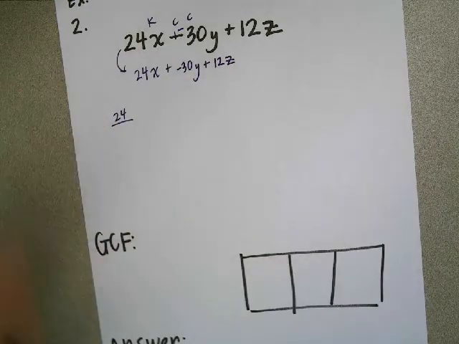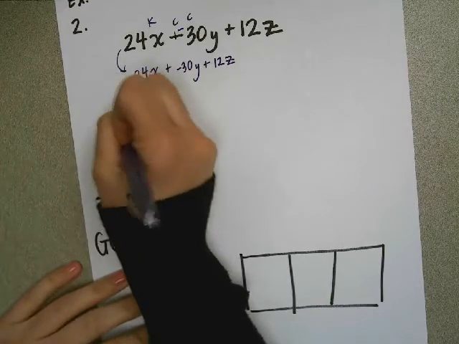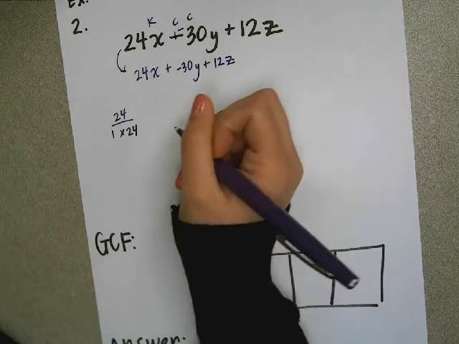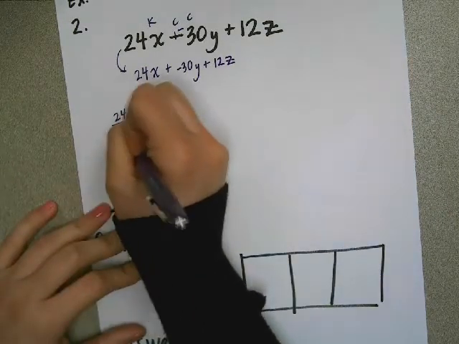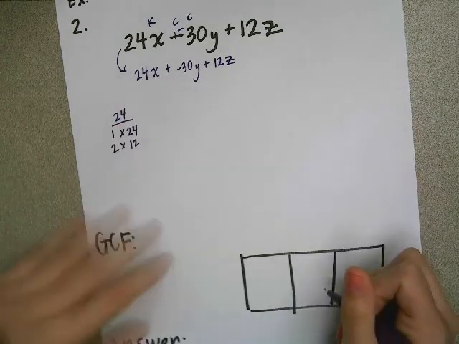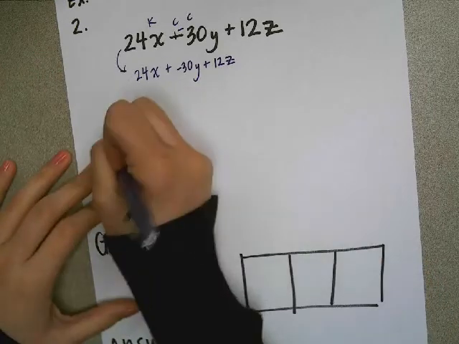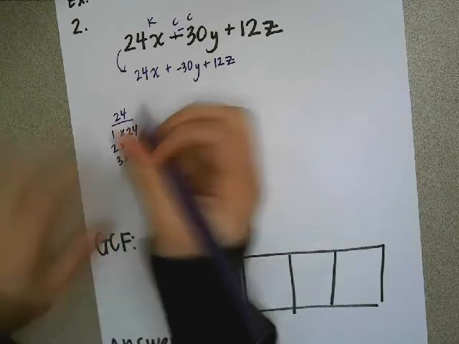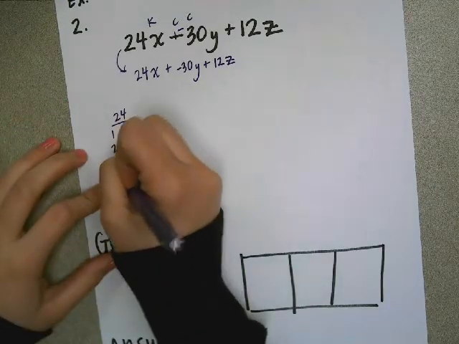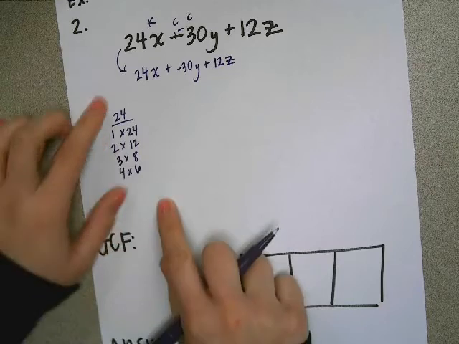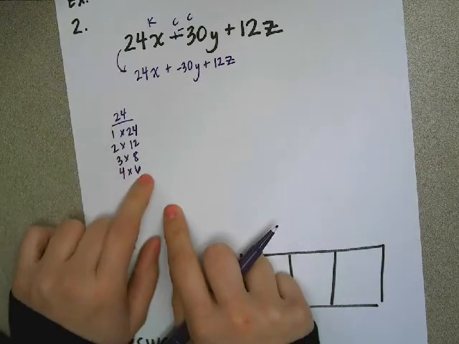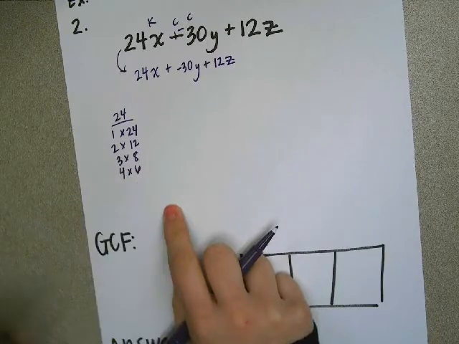24, I know you've got to go in numerical order. So start off with number 1. 1 times 24, always a factor. Then next is 2. 2 times 12. Next is, does 3 go in? Yes, 3 times 8. 4 is next, right? We're going 1, 2, 3. Next is 4 times 6. 5 does not go into 24. 6 does, but 6 is already on my list, so I know I am done.